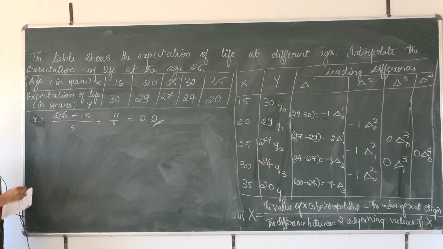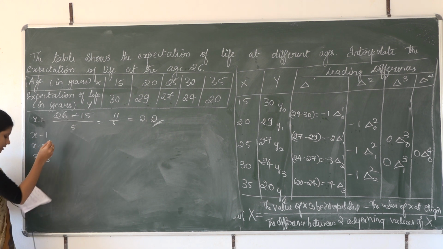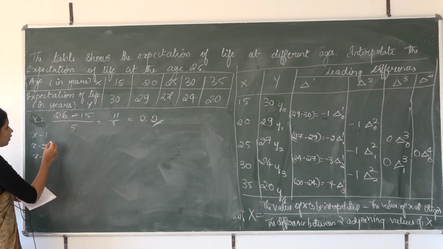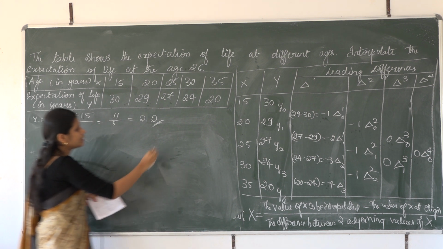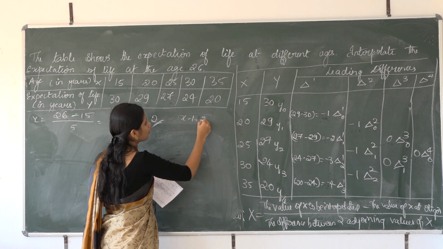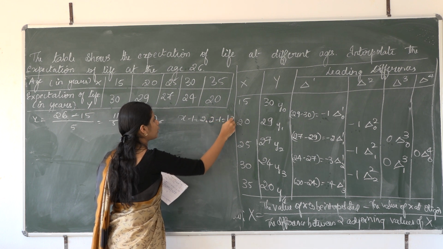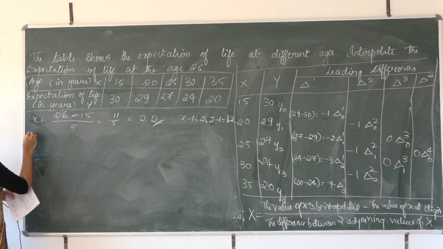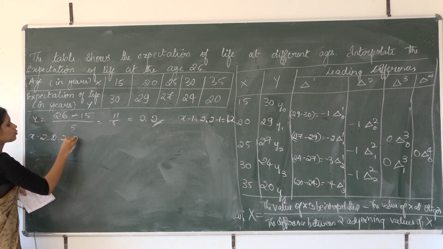Now for the formula we need x minus 1, x minus 2 and x minus 3. First of all, we will find out the value of x minus 1. I will write it here. x minus 1 is equal to, x value is 2.2, so 2.2 minus 1 is equal to 1.2. Next, we need the value of x minus 2, which is 2.2 minus 2, equal to 0.2.